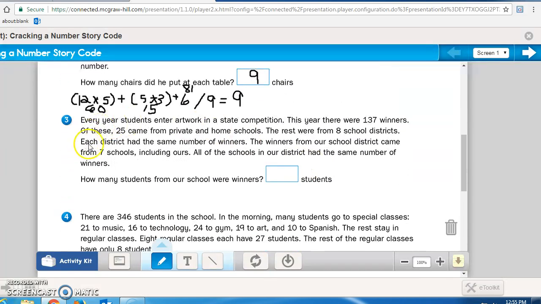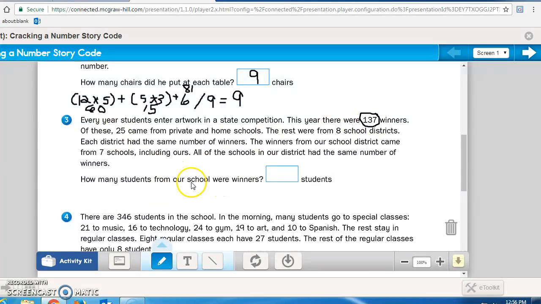Let's take a look at number 3. Every year, students enter artwork in a state competition. This year, there were 137 winners. Pretty important, I bet. Of these, 25 came from private and home schools. The rest were from 8 different school districts. Each district had the same number of winners. The winners from our school district came from 7 schools, including ours. All of the schools in our district had the same number of winners. How many students from our school were winners?